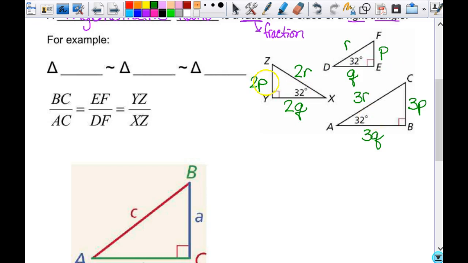So here, if I put 2P over P and 2R over R and 2Q over Q, they all reduce to the same thing, which is 2, right? But when I put 2P over 3P and 2R over 3R, now I get 2/3. So you see how depending on which two triangles you choose, your ratio changes, right? So then help me when it's a bunch of different ratios.